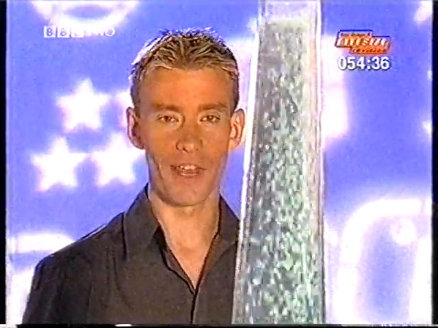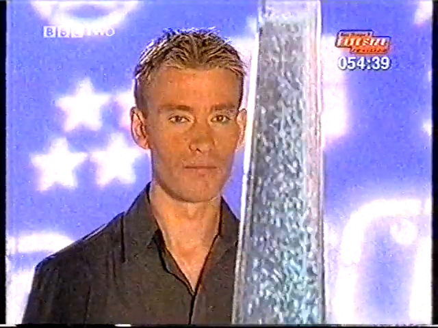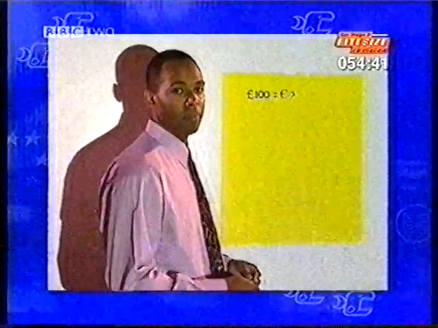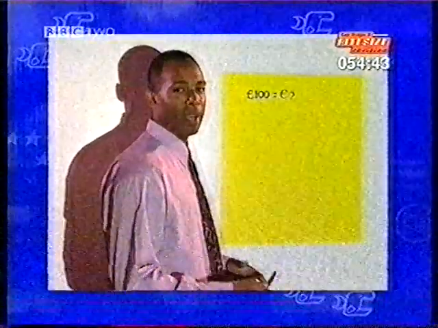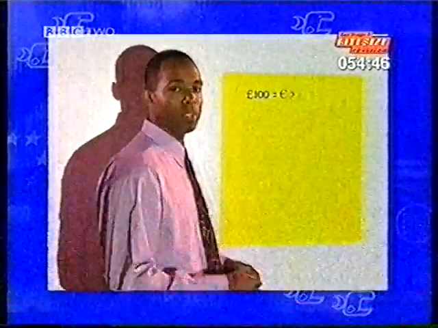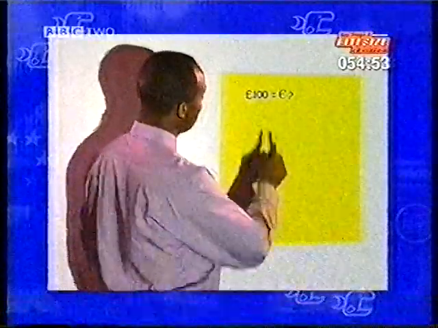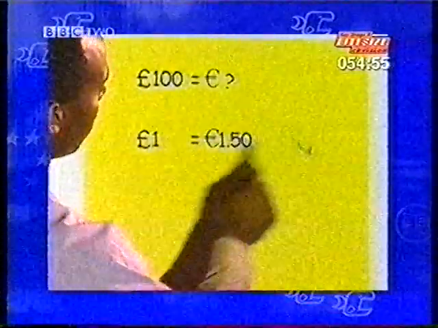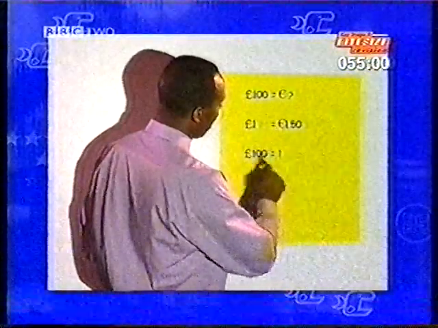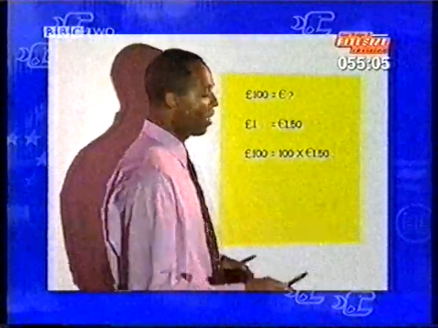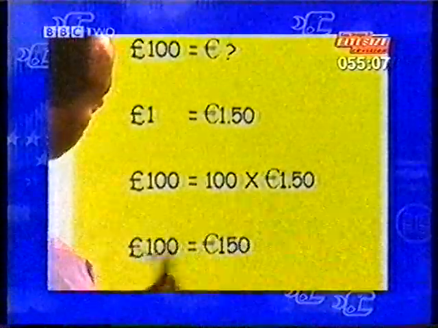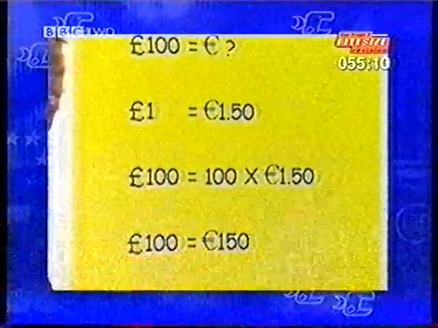To take it a bit further, let's go to our expert. If you remember in the first programme, we were talking about converting between pounds and euros. And I wanted to know how many euros I would get for £100. Well, if we consider a currency rate of £1 gives 1.5 euros, then if I have £100, I will have 100 times that amount of euros. So the answer then is £100 equals 150 euros.